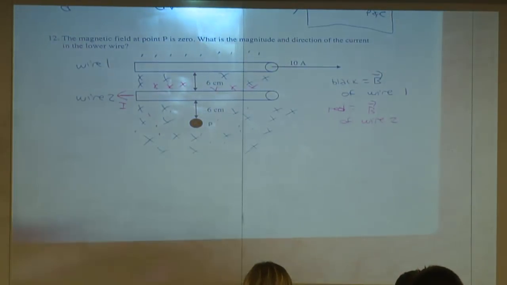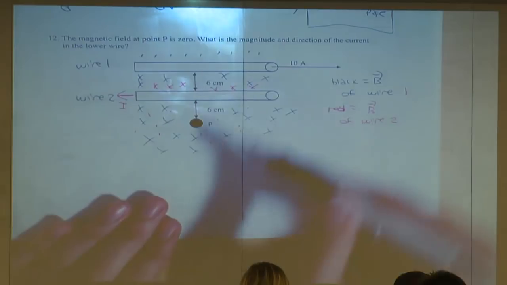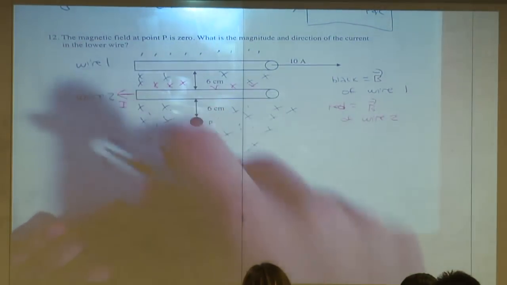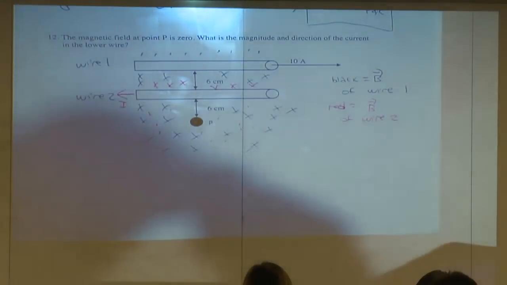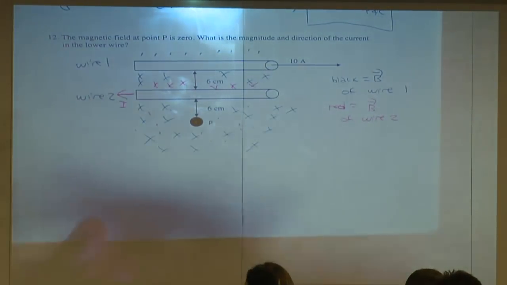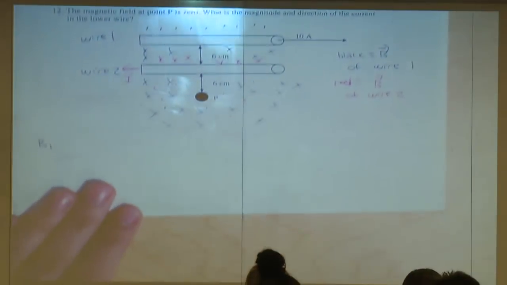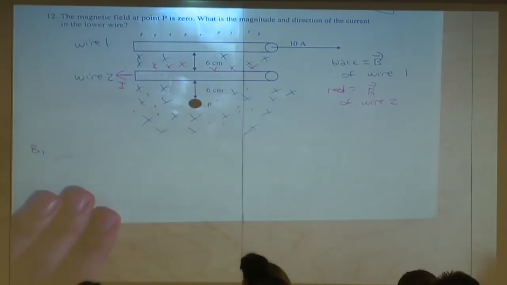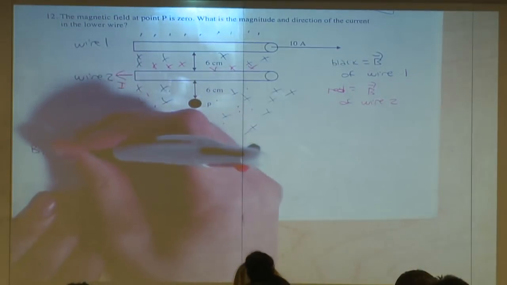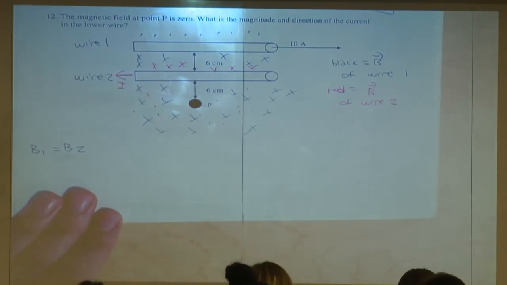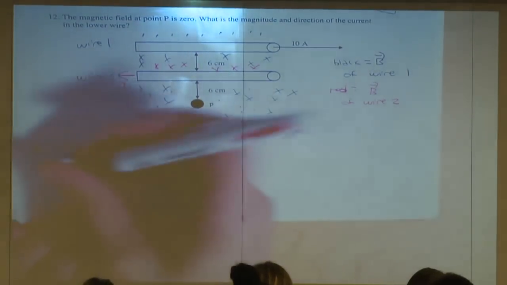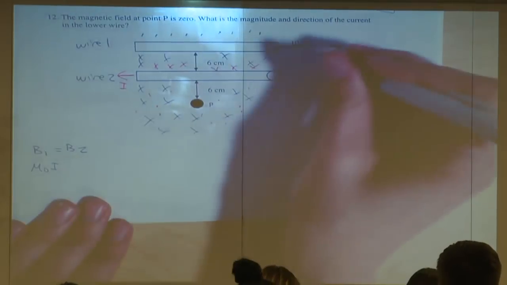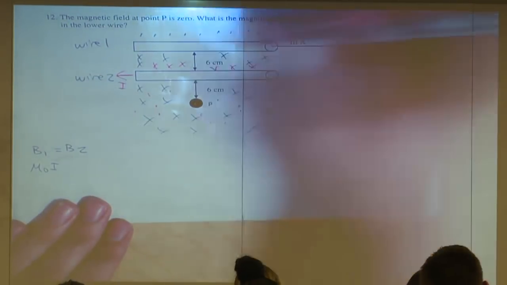So we know in order for it to be 0, the magnetic field due to wire 1 has to be equal to the magnetic field due to wire 2. So I'm going to write B1 equals B2. And these equations are given to you, like I said before. So this is going to be mu naught times I1. This is I1 up here, and we'll say this is I2.